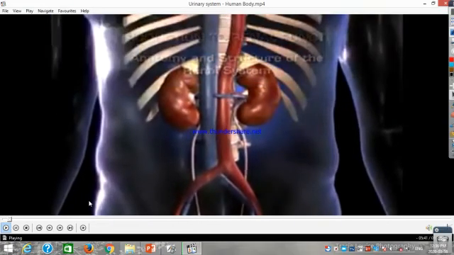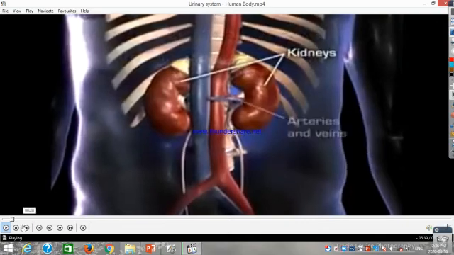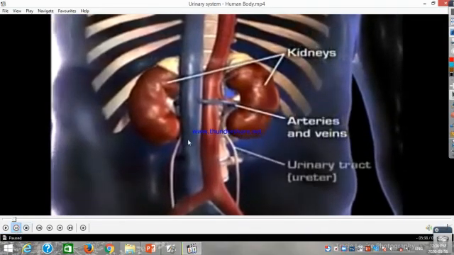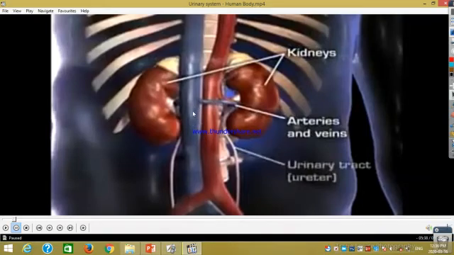The renal system consists of the kidneys, connecting arteries and veins. Yes, two kidneys connected to arteries and veins. We said arteries bring the blood that contains wastes to the kidney, and veins carry the cleaned blood to recirculate again inside the body.